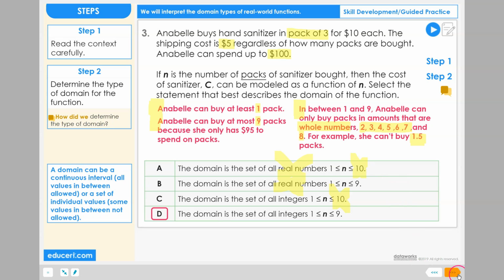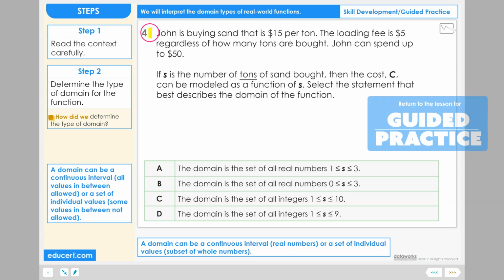You are now ready to select the correct statement to describe the domain for problem number 4.